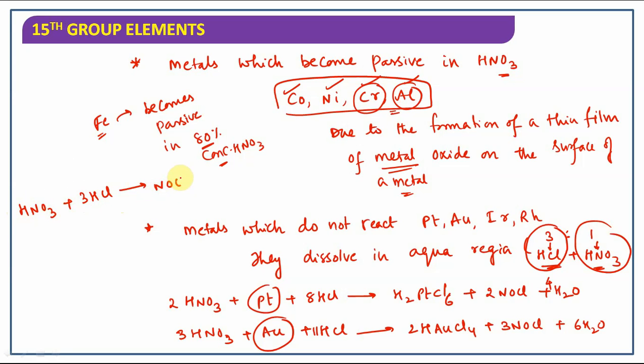it gives NOCl, nitrosyl chloride, plus 2H2O plus 2Cl. It liberates nascent chlorine. Due to the liberation of this nascent chlorine, it can strongly oxidize even noble metals also. Understood? Is it clear for you? Right? So it's all about reaction with metals and non-metals.